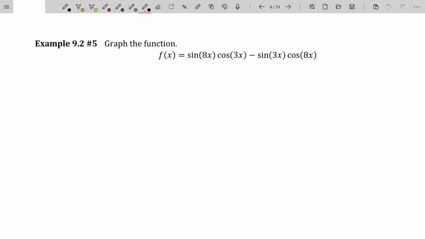Then you're facing what I would call a combination of functions. It's sine of 8x cosine of 3x minus sine of 3x cosine of 8x. And we're asked to graph that function. And if you did not know the sum and difference formulas or the sum and difference identities, you'd be stuck. You wouldn't be able to graph this by hand.